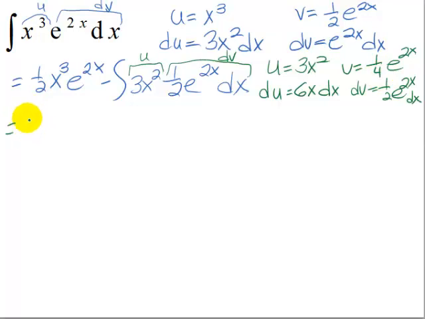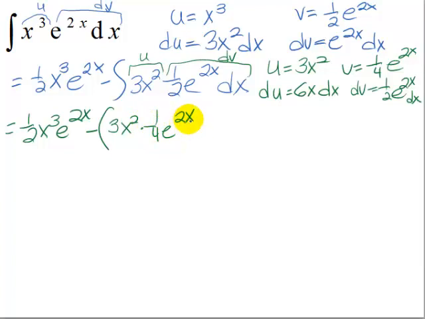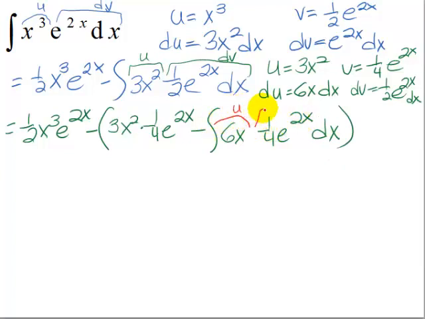Now applying the formula, then we still have this 1/2 x cubed e to the 2x out in front, minus, and that applies to all of this here, uv, 3x squared times 1/4 e to the 2x minus integral of v, which is 1/4 e to the 2x, and du, which is 6x dx. Now we're going to need to do integration by parts yet again. This time we're going to let this be our u and this be our dv.